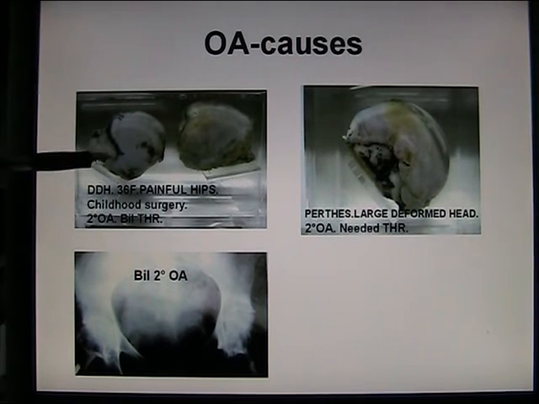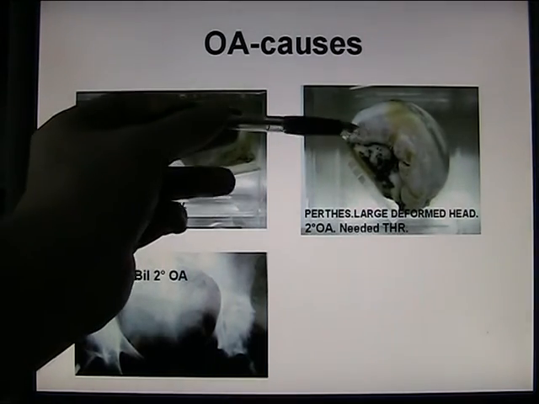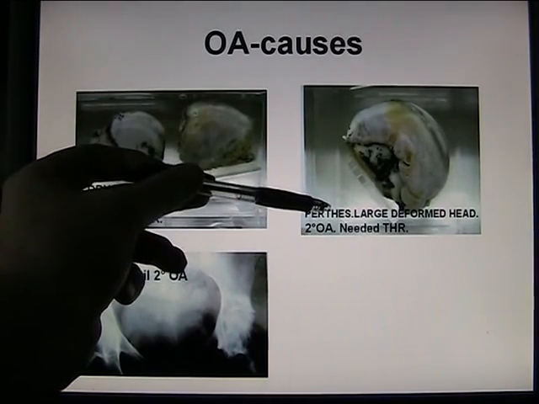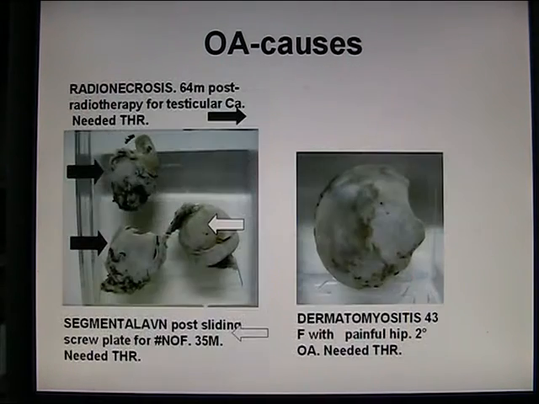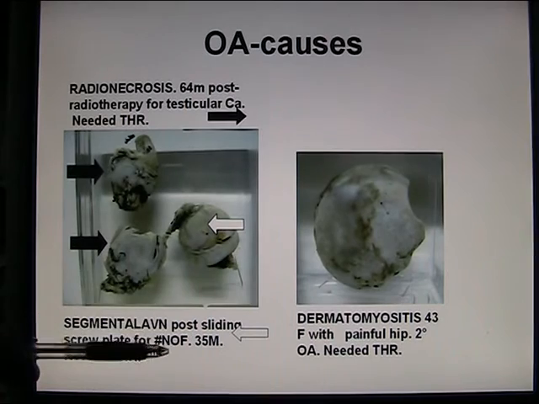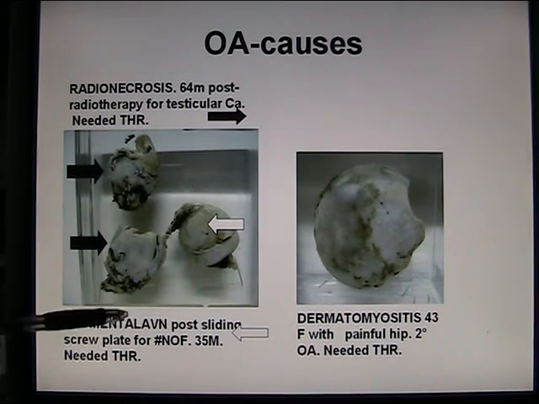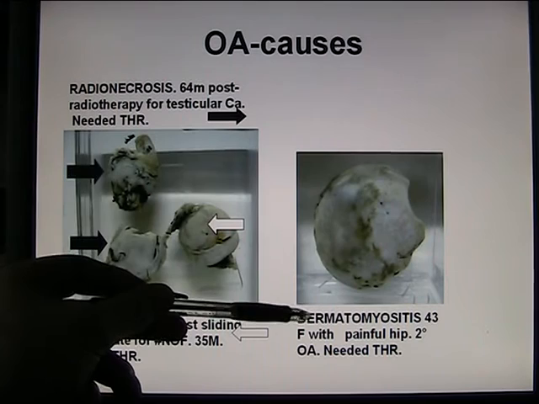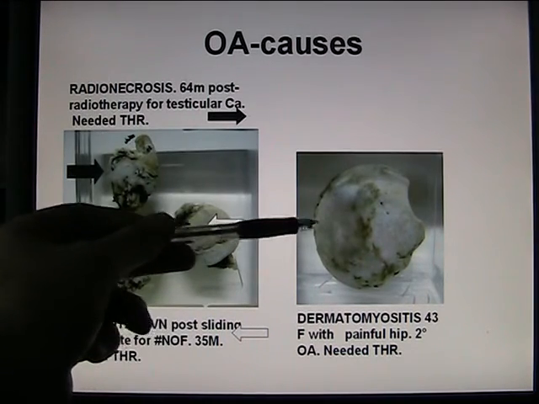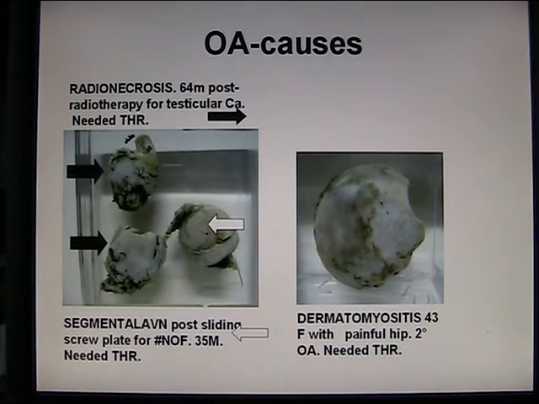Abnormal loads across the joint from deformity. Here's a dysplastic hip, developmental dysplasia of the hip from childhood, CDH. Deformed head, secondary OA in their 30s. Here's a deformed head from Perthes, a form of AVN, total hip replacement in their 30s. Here's destruction of a femoral head, radionecrosis, after radiation for cancer. Here's AVN of a head from trauma, pin and plate, young man. Here's an unusual cause, dermatomyositis, causing destruction of a hip joint, secondary OA.